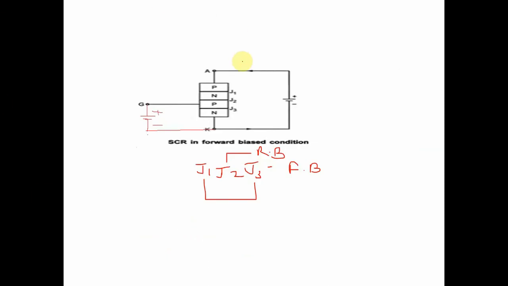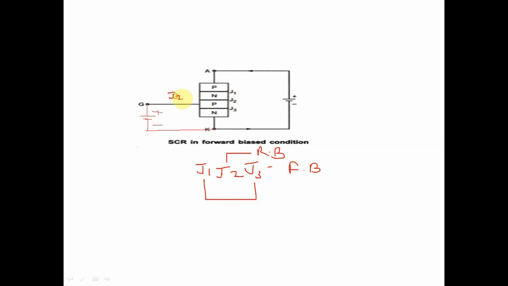When the J1 junction is forward biased, the J3 junction is forward biased and the J2 junction is reverse biased, it is necessary to convert the J2 junction into forward bias. For that purpose, the positive terminal of the battery is connected to the gate. Due to this, the P layer is made positive, so the J2 junction is converted into forward bias.